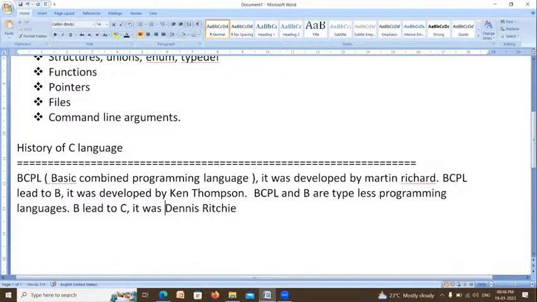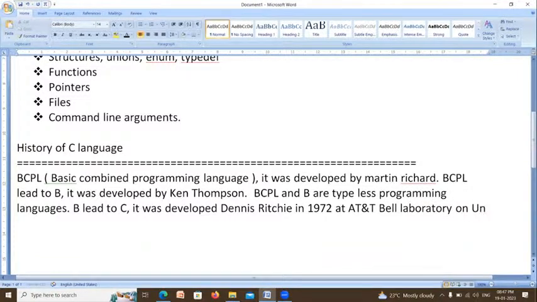Who is the developer of this one? It was developed by Dennis Ritchie in the year 1972 at AT&T Bell Laboratory. Bell Laboratory is a laboratory name. It was developed on a computer having the Unix operating system, on a Unix machine. Actually, C supports data types, so C is a typed programming language. It is the history of C language.